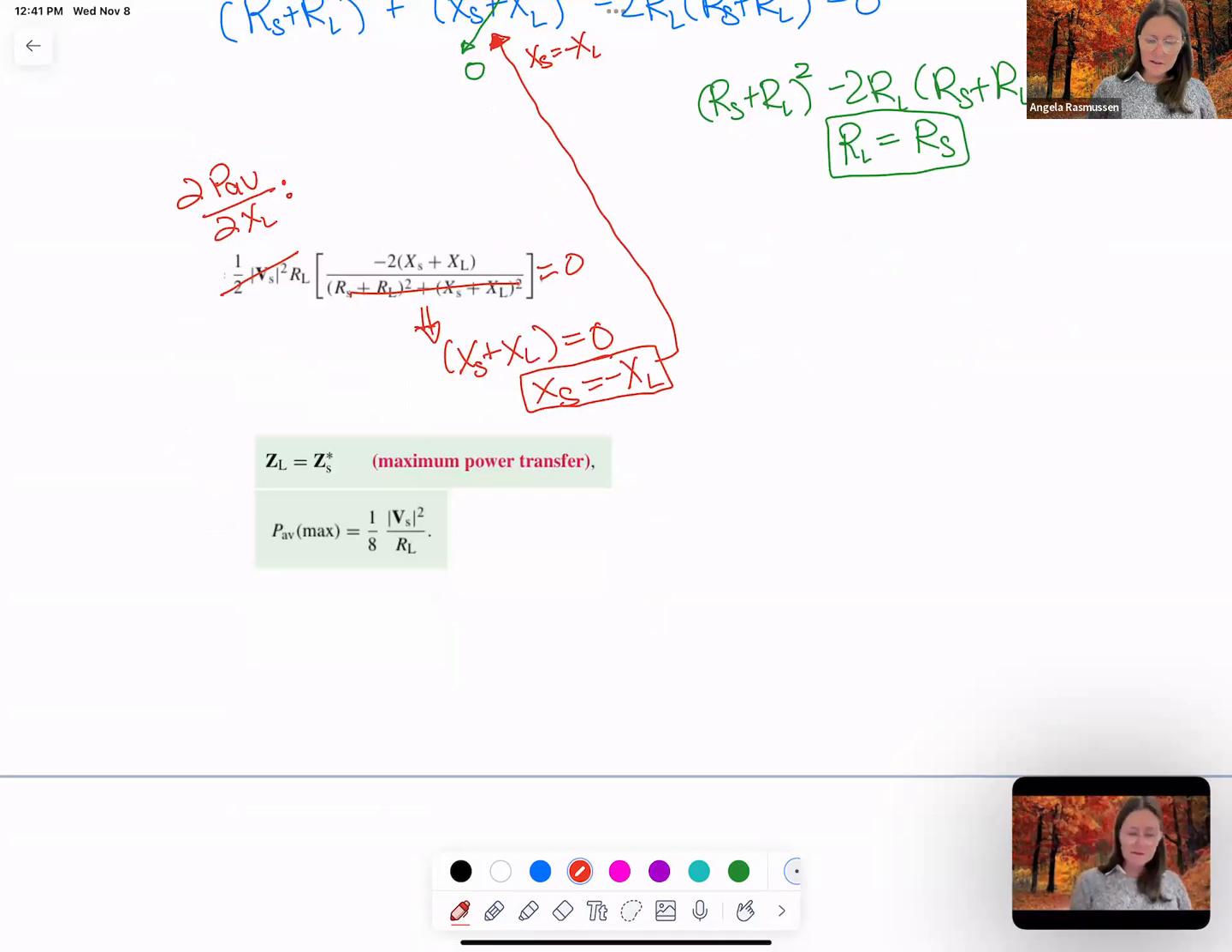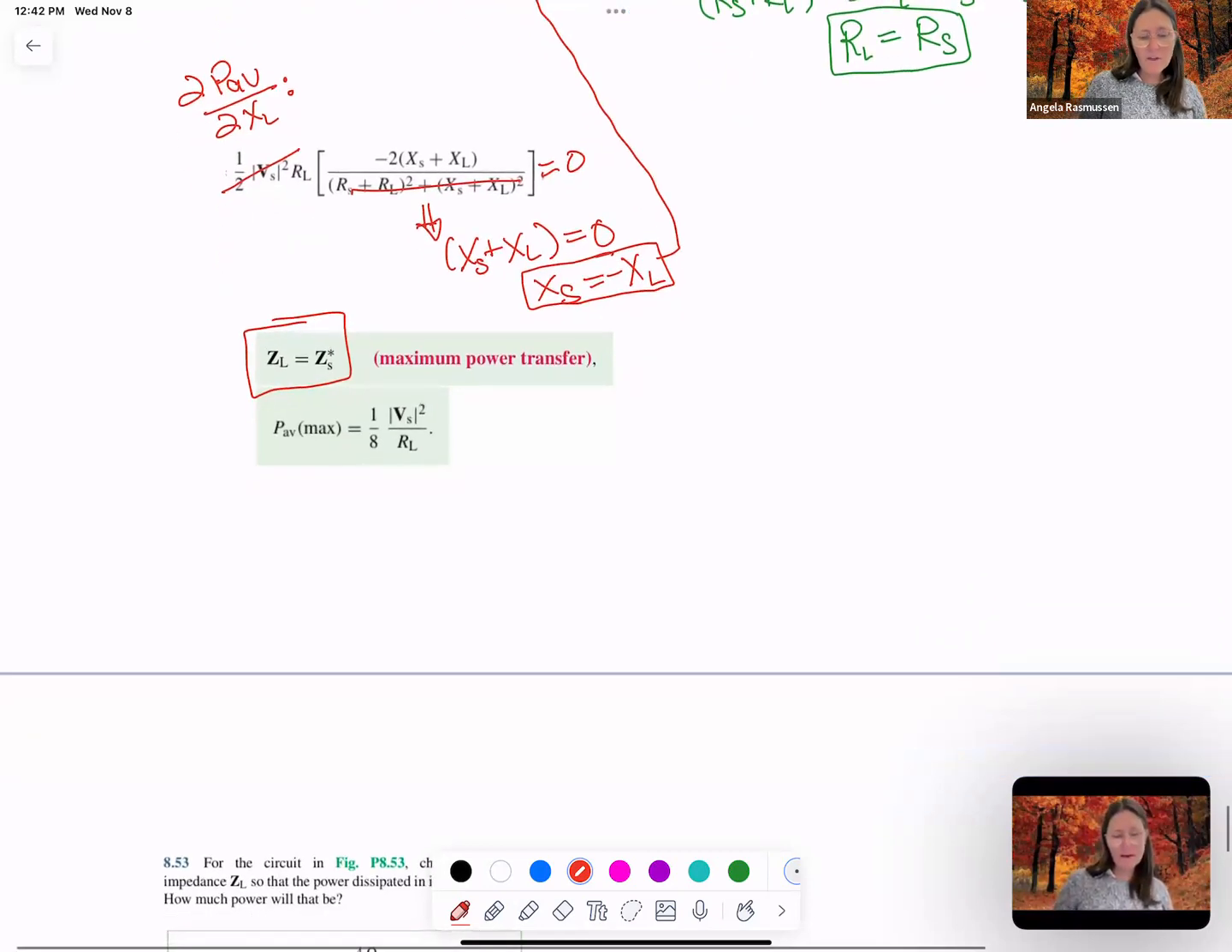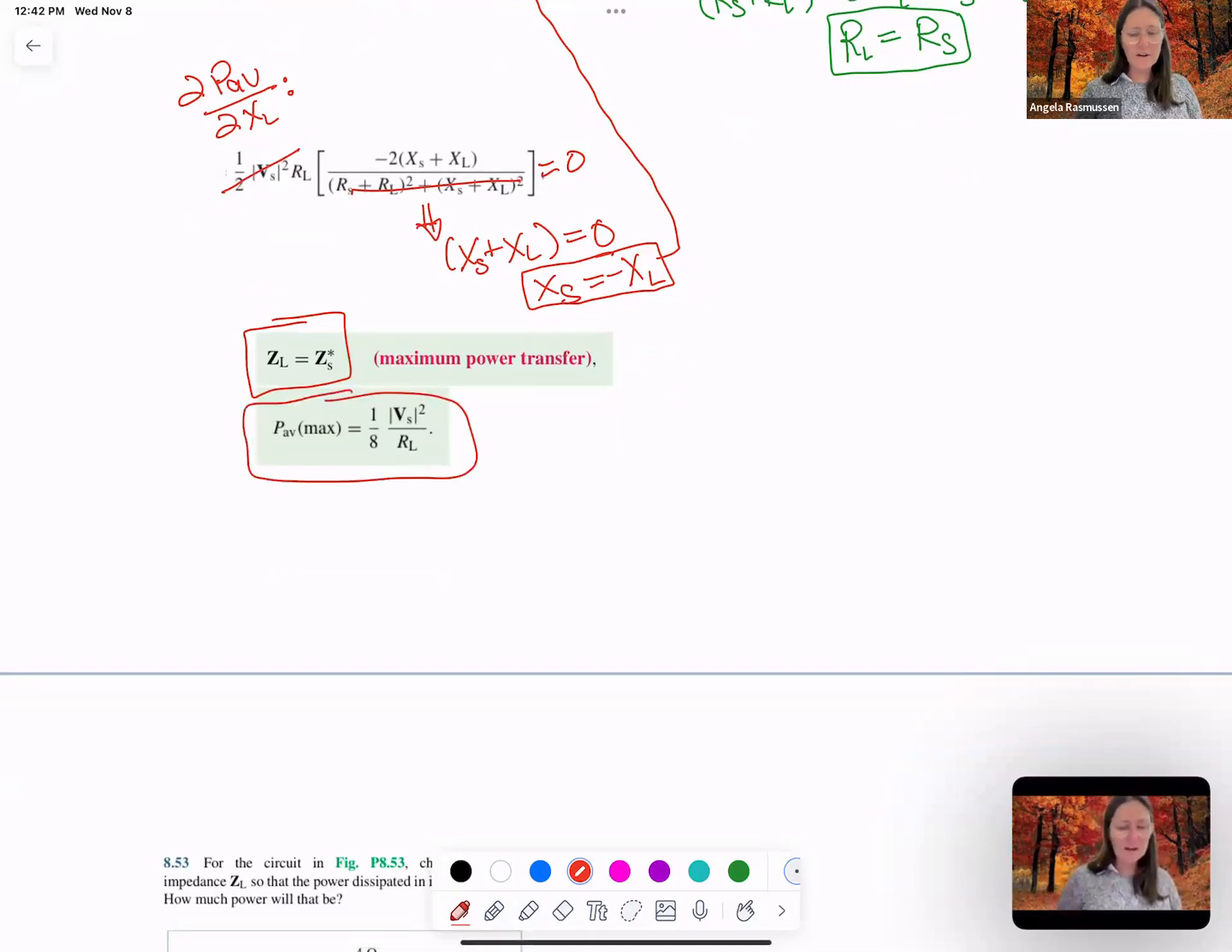So the maximum power transfer is when ZL is just equal to the complex conjugate of ZS. And that's all we have to do for the maximum power transfer. The average maximum is 1/8 VS squared over RL. So that is the voltage in the source, or the Thevenin equivalent voltage, squared over RL.